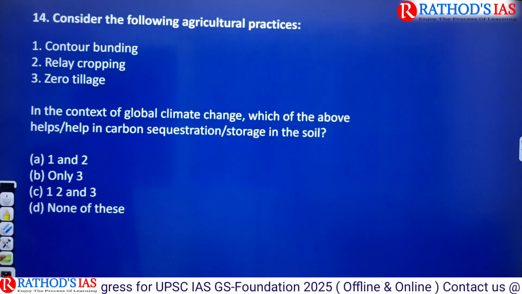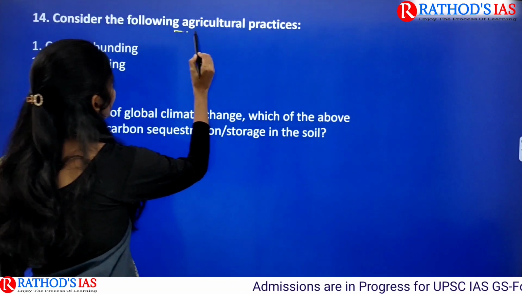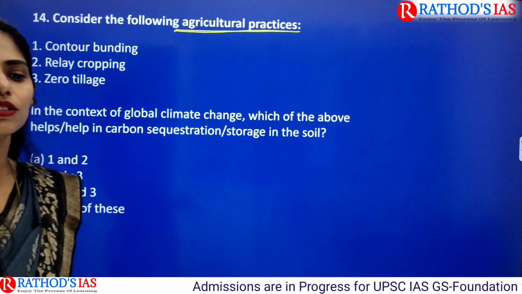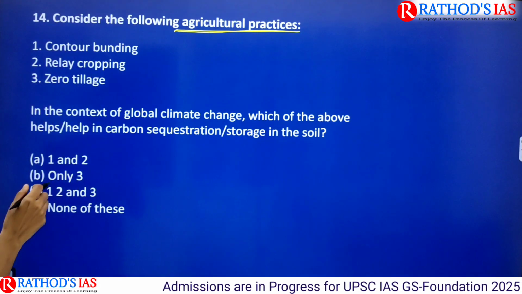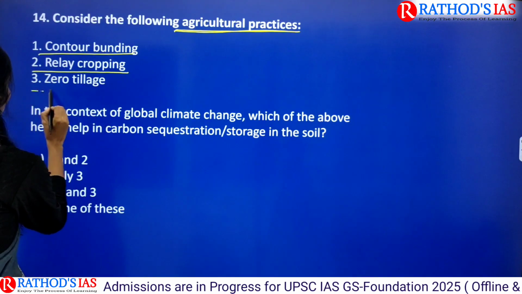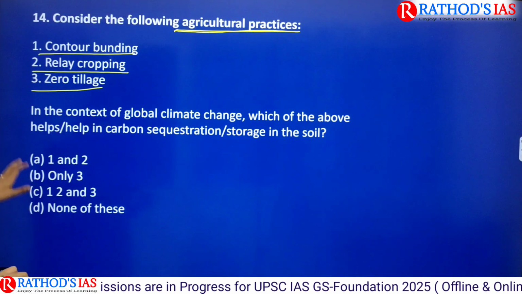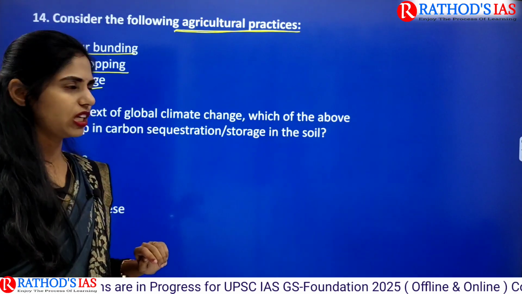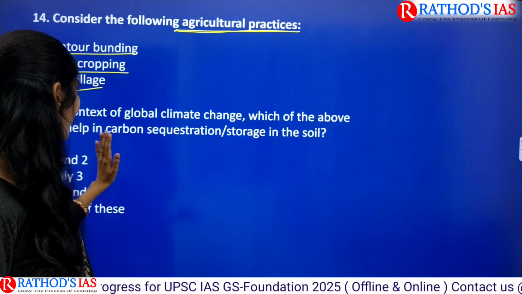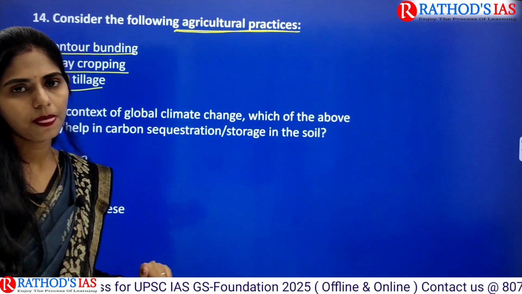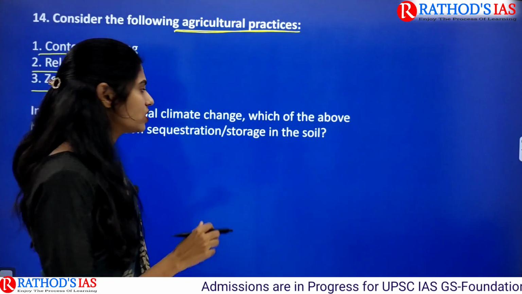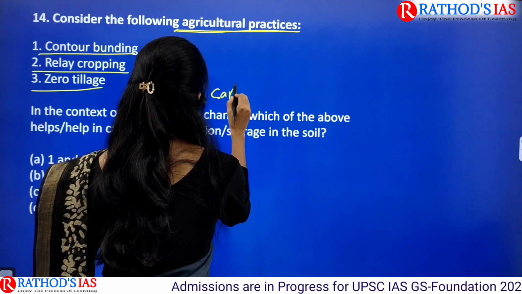And let us see the next question. Okay, the 14th one is: consider the following agricultural practices. First one is contour bunding, next one is relay cropping, third one is zero tillage. In the context of global climate change, which of the above helps in carbon sequestration, or storage in the soil? So actually carbon sequestration is nothing but storing of carbon.